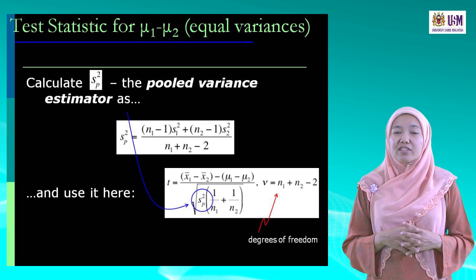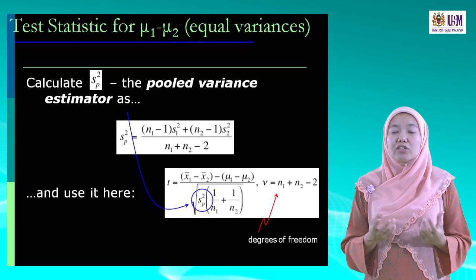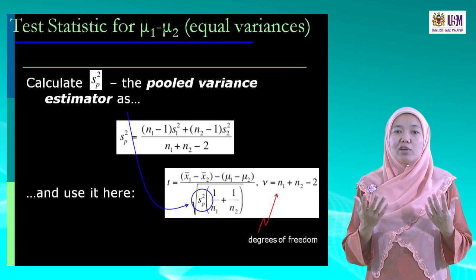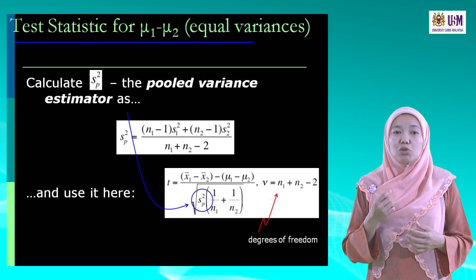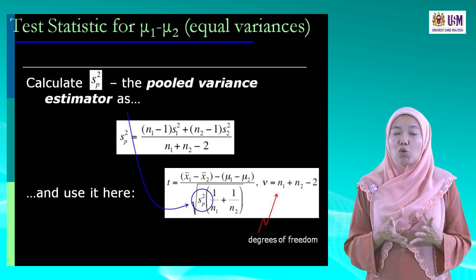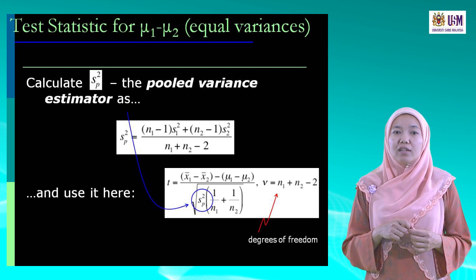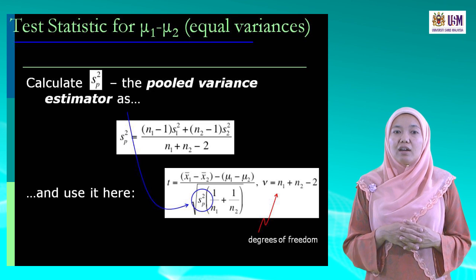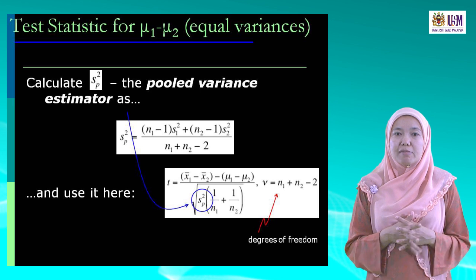We are looking at the test statistic for hypothesis testing in step 3 for the case of two populations, mu1 minus mu2. But now we are looking at the case of equal variance. So we need to calculate Sp squared. Sp, remember, stands for the standard deviation of the pooled estimator. So Sp squared is the pooled variance estimator.